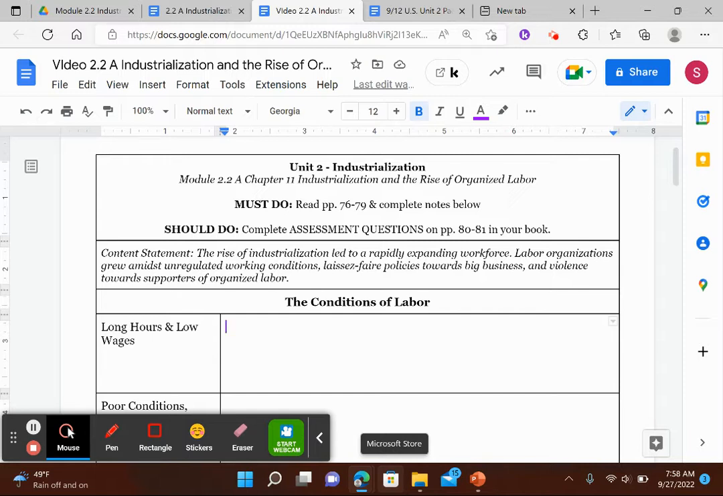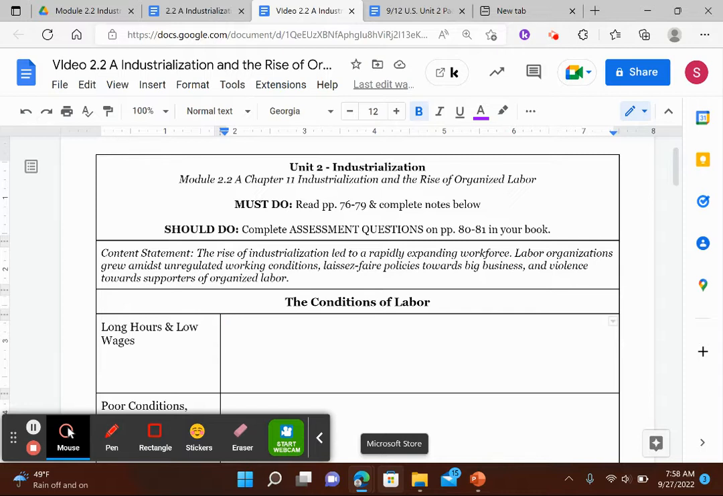And I'm going to complete the graphic organizer with you as I read. Your job is to follow along in the text, and when it comes time to write down the notes, hit pause and write in the notes. So the content statement today is the rise of industrialization led to a rapidly expanding workforce. Labor organizations grew amidst unregulated work conditions, laissez-faire policies towards big business, and violence towards supporters of organized labor.